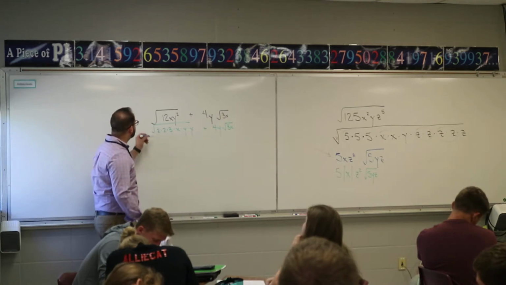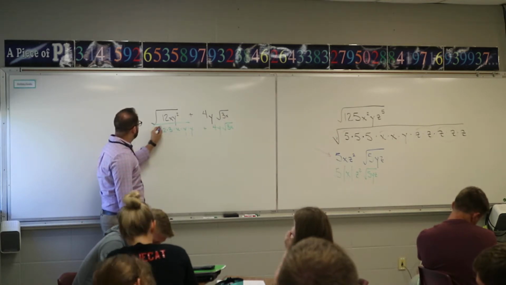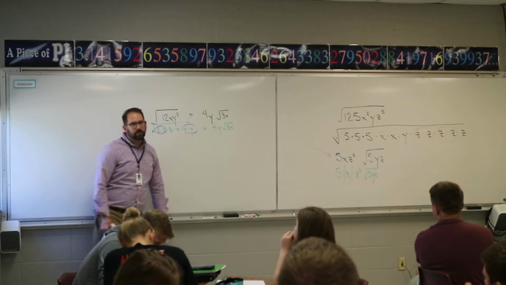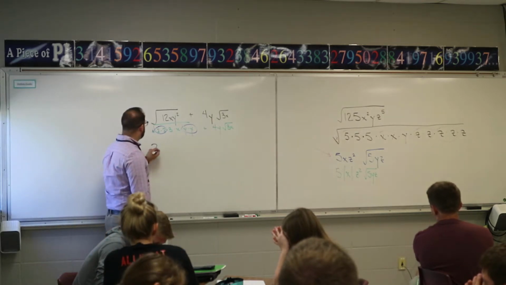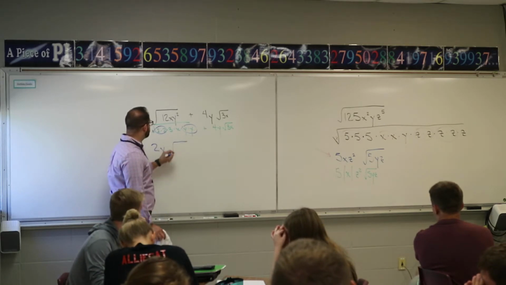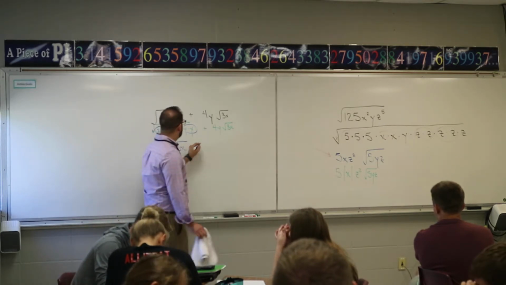Okay, let's keep going here. Are there any pairs on the inside? A pair of 2's and a pair of y's, right? I'm going to kick those out. So there's going to be a 2 on the outside, there's going to be a y on the outside. I still have the square root symbol. There's a 3x.